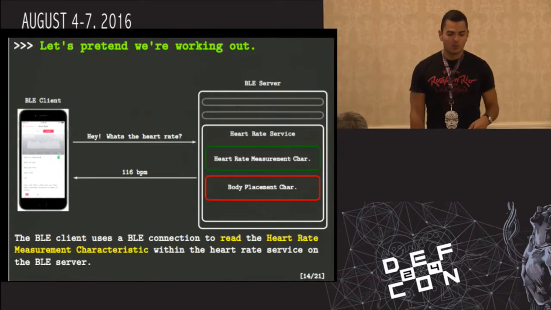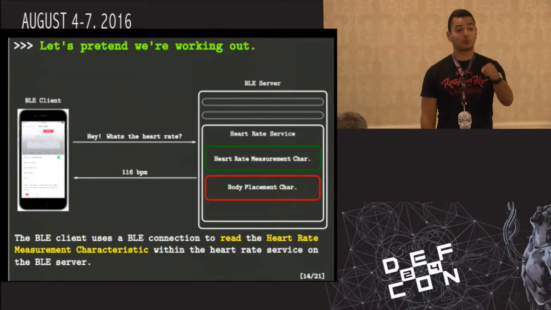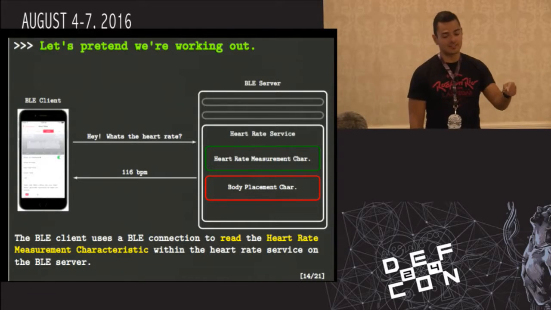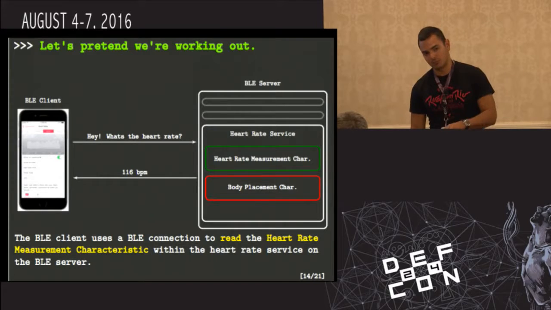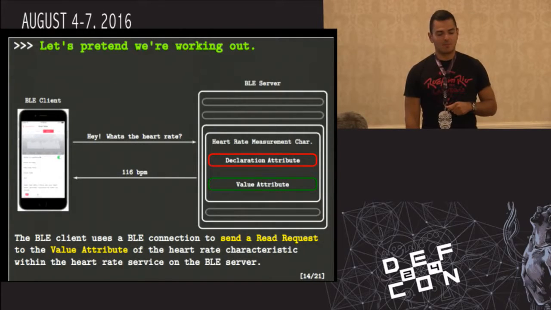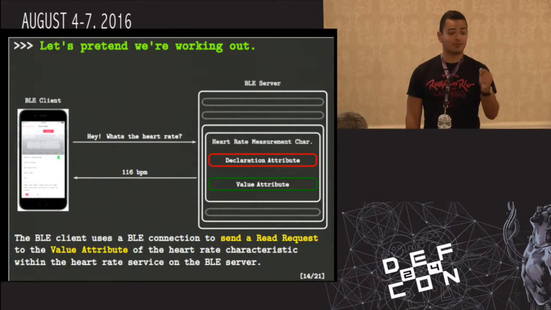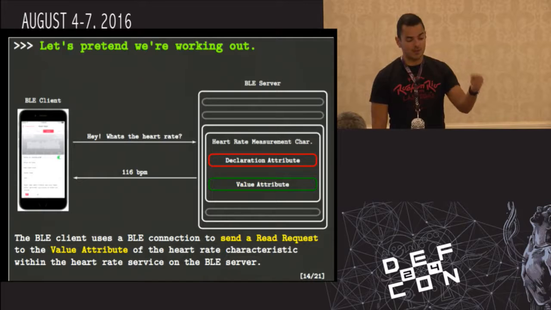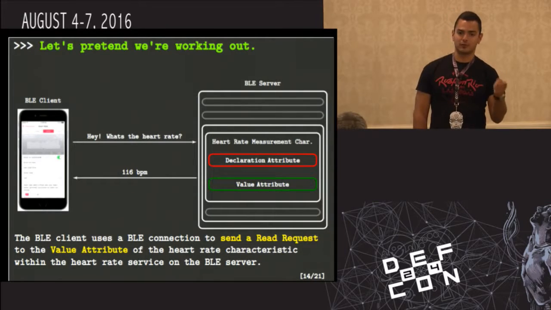Pull back 1 layer, really what's happening is my phone is contacting the heart rate measurement characteristic inside of the heart rate service asking for my heart rate. You can actually pull one more layer back. The BLE client is actually sending a read request to the value attribute inside the heart rate measurement characteristic, inside the heart rate service, inside the Bluetooth Low Energy server.